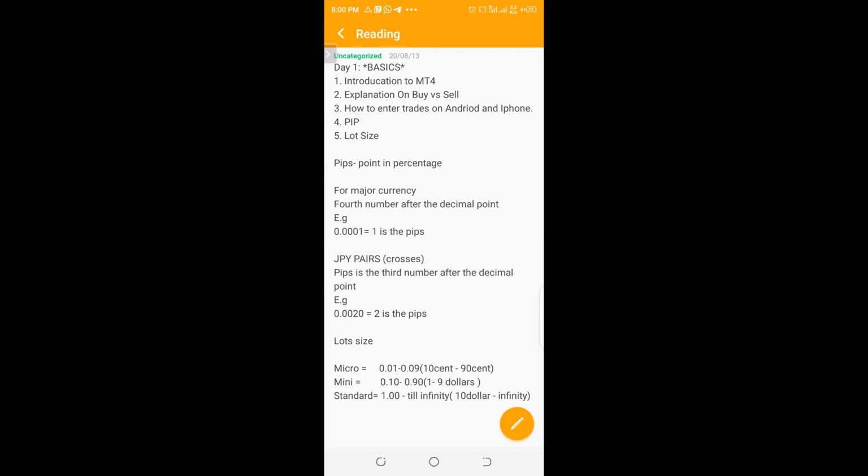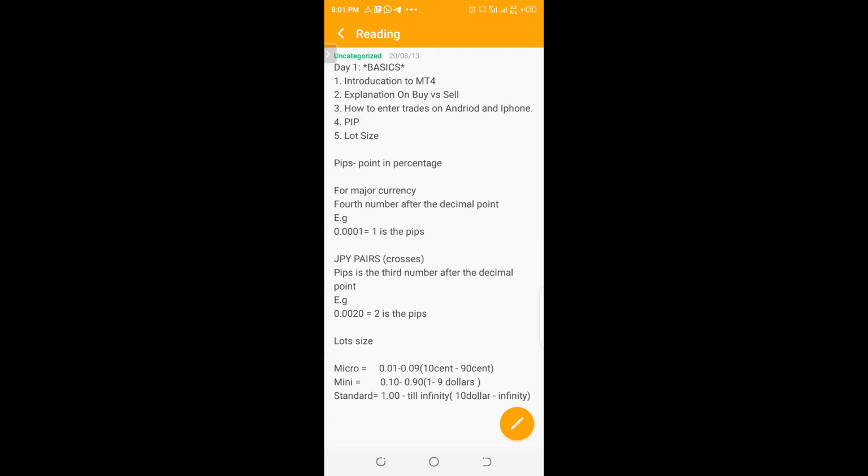That I'm trying to explain. So now for those majors, their PIP is the fourth number after the decimal point. For the major pairs I'm talking about, the PIP is the fourth number after the decimal point.